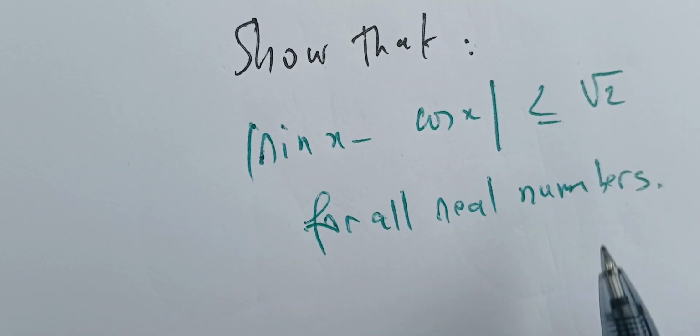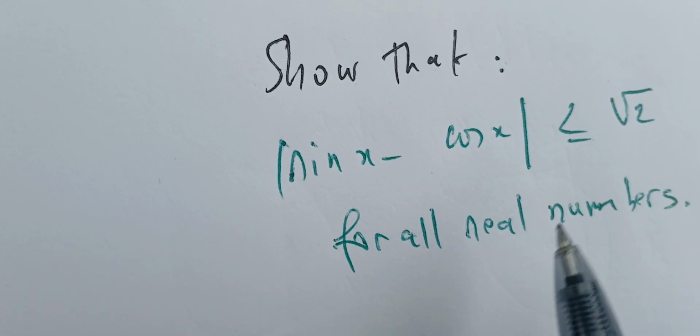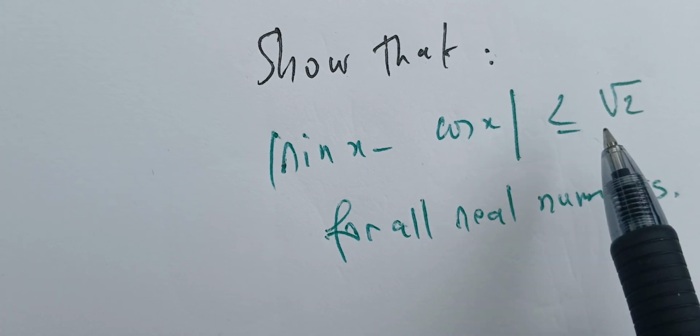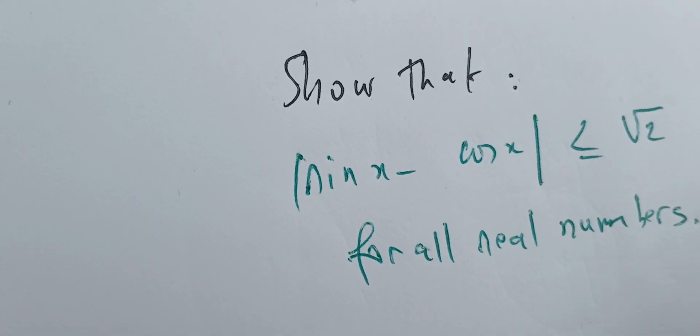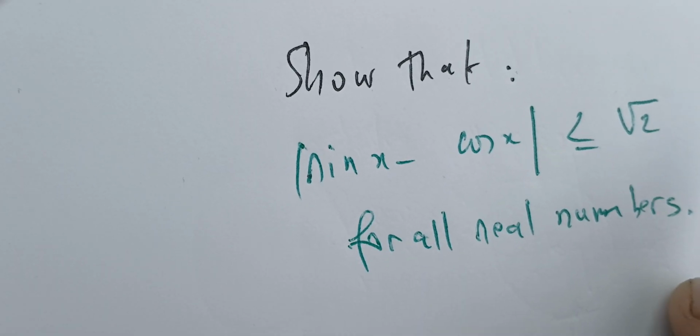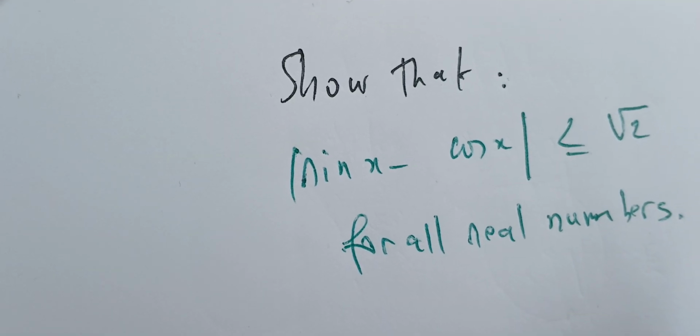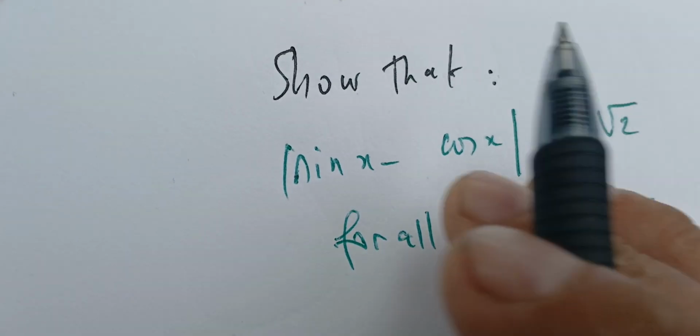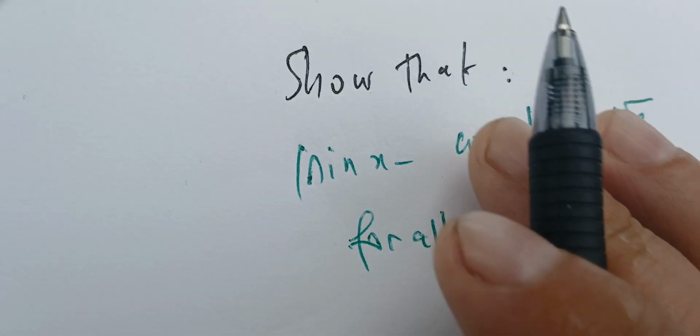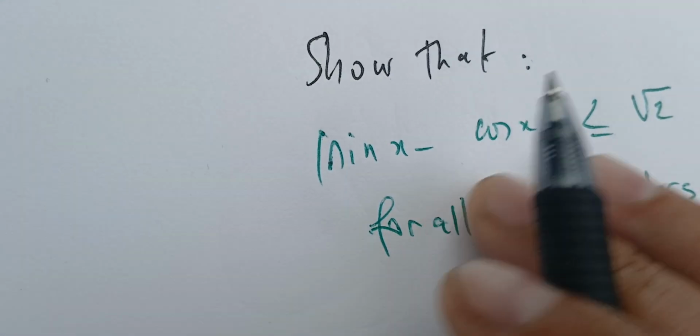Okay, in this video, we're gonna show that the absolute value of sine of x minus cosine of x is less than or equal to the square root of 2 for all the real numbers. So this is one way of proving this result. There are many other ways. So this is one way.